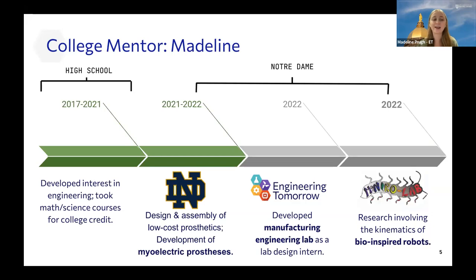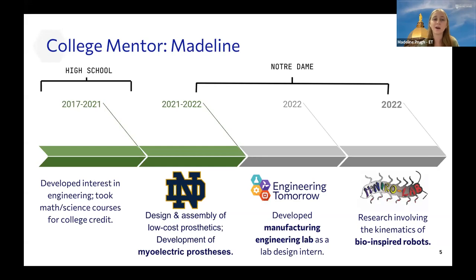So in high school, I started to realize that engineering might be the right path for me, just based on my interests and what was exciting to me. And then when I got to Notre Dame, I started to join a bunch of different engineering clubs. One of the cool things about college is a lot of colleges have really cool extracurriculars that you can get involved with.